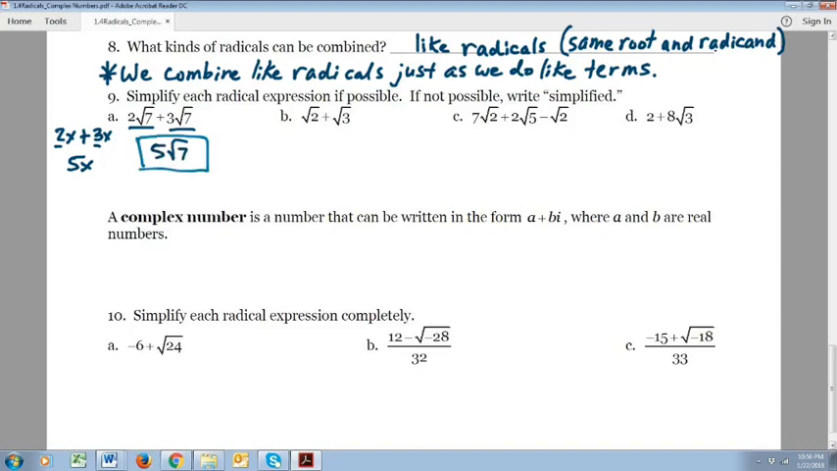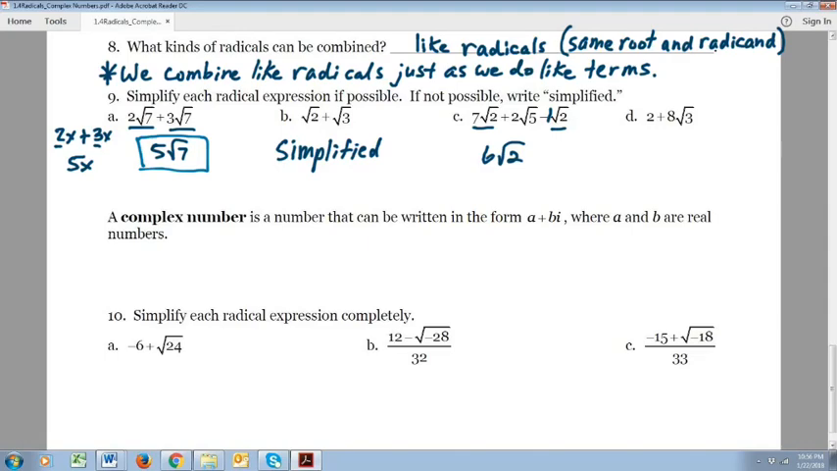Notice in part B, these are not like radicals because they don't have the same radicand, and so this is already simplified. On letter C, we have our square root 2 radicals. Those are my like radicals. Notice the second one here, this is a -1.